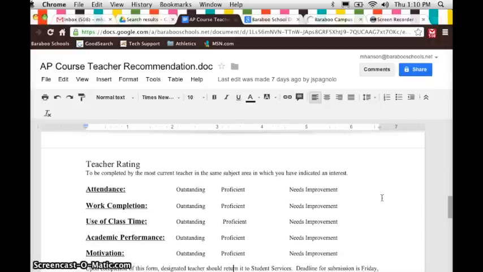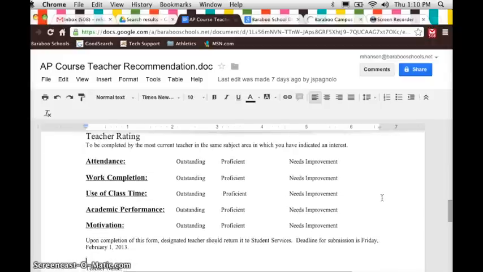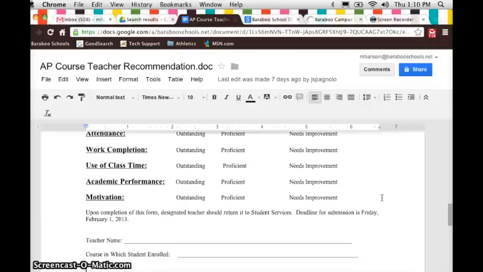On the back side of the AP teacher course recommendation form is a rating that needs to be completed by the most current teacher you have had in the same subject area for which you are applying to take an AP course. This must be completed by the teacher and signed and submitted to Student Services by Friday, February 1st, 2013 in order to be considered to be registered for an AP course. If you have any questions about AP registration, please see Mrs. Hanson, Ms. Wren, Ms. Thornburg, or Mr. Wadvogel. Thank you.